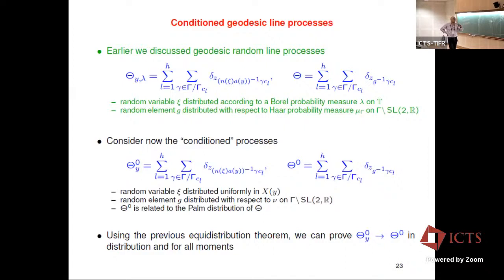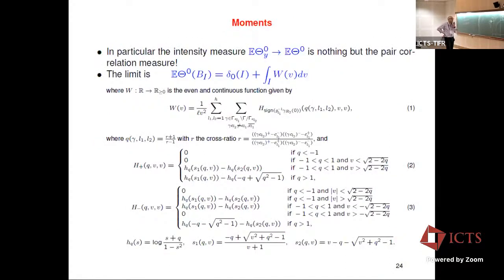Okay, I'm going to skip this slide about Palm distributed point processes. Just to say, here is the formula for our pair correlation density. I'm just going to flash this. So we can actually work out something explicit. You can write down the formula. However, it's still not super explicit in terms of elementary functions, as you see.